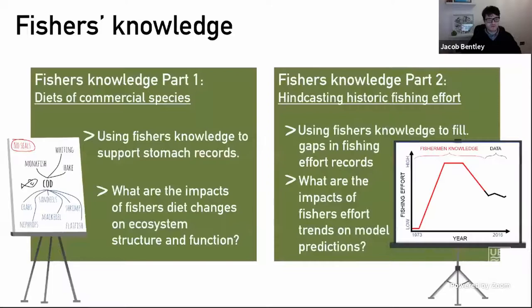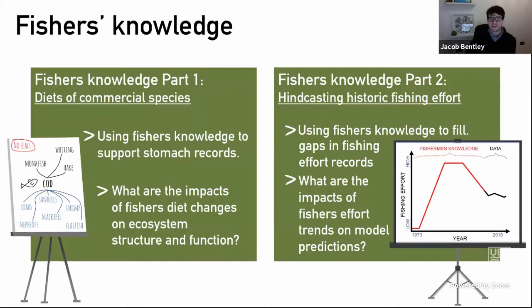So the knowledge that we asked the fishermen for, or that they said they wanted to contribute, was the diet information, because they felt they had good inherited and experiential knowledge from working on the boats of what certain species eat. I think they had a good handle on cod, rays, whiting, and haddock, which they've been working with for a long time. So they were able to give us detailed diets, as you see in the diagram there, hand drawn on a whiteboard, that we were able to feed into the model.